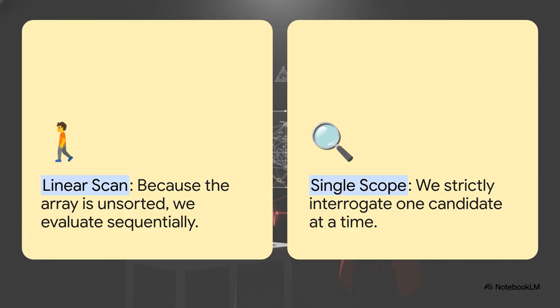Now, because the lineup is unsorted, our protocol dictates the exact tools we're allowed to use. We can't skip around. We have to use a linear scan, which just means we start at the very beginning of the line and check every single person one by one until we hit our target. That's our route. Furthermore, our scope is a single candidate evaluation. We're only interrogating one suspect at a time. We pull one person forward, ask if they are the number 7, and if they aren't, we move to the exact next person in line.